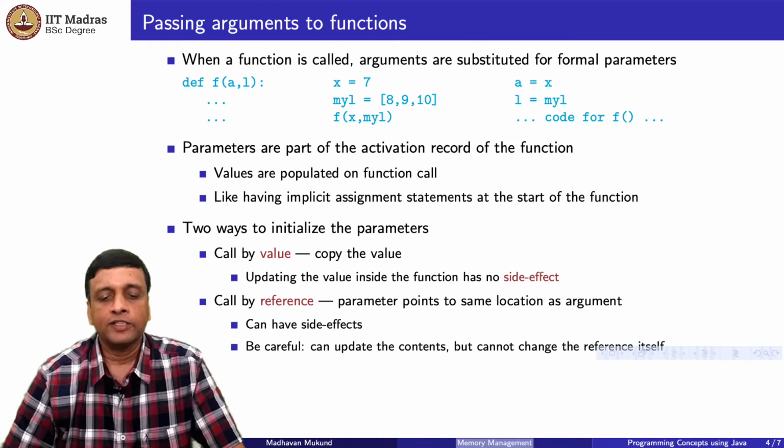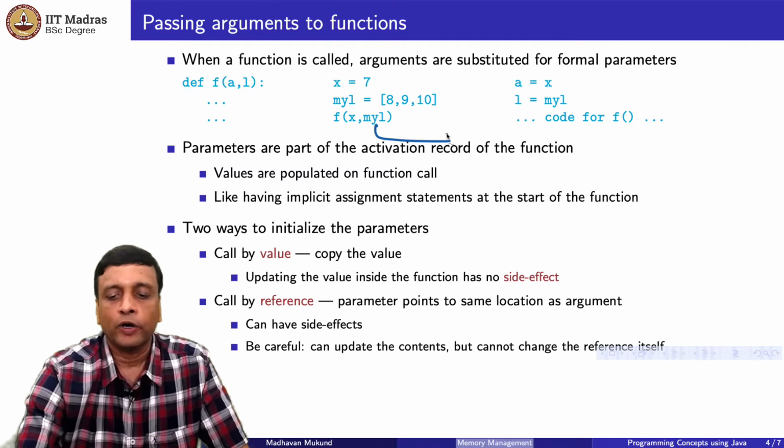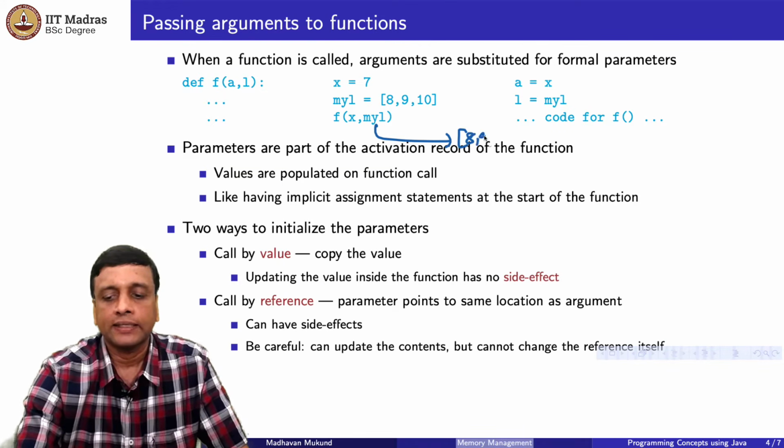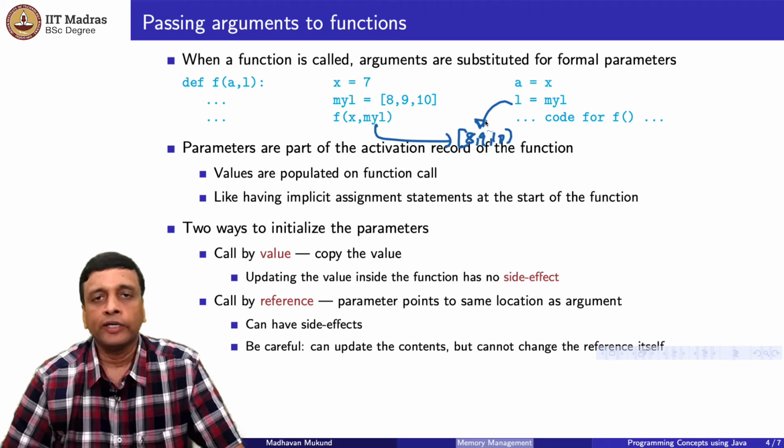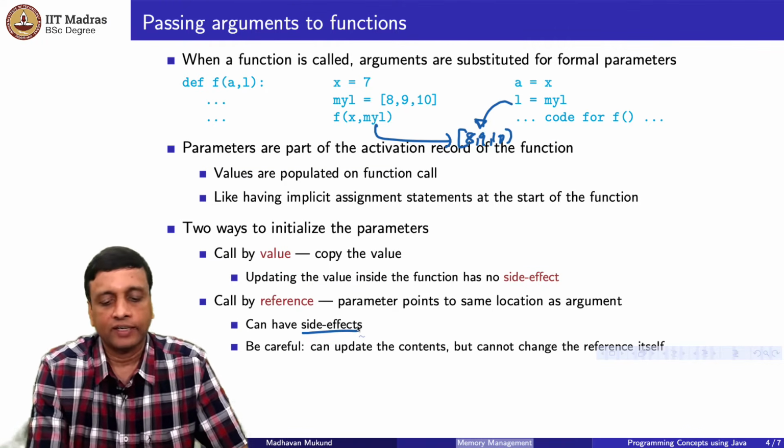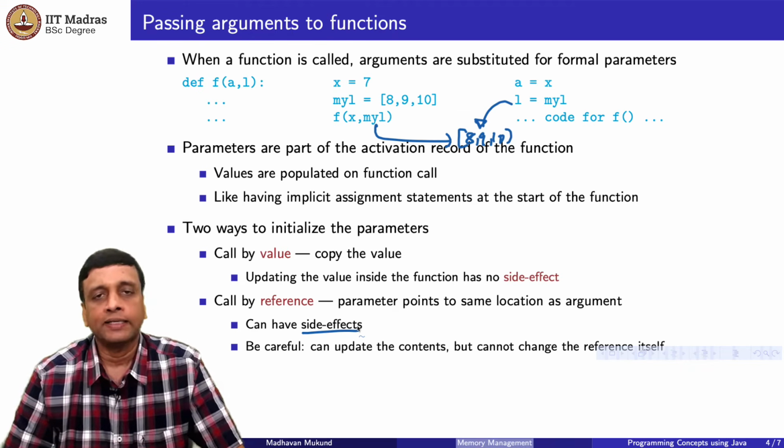In a call by reference situation, this my list is pointing to some location which has 8, 9, 10. And now when I say L is equal to my list, this is also pointing to the same location. So I am pointing the parameter variable to the same location as the argument variable. Therefore, if I make a change to L inside the function, it also makes a change to my list outside the function. So in this situation, you can have what are called side effects, right? A function can update something inside which will have impact outside.